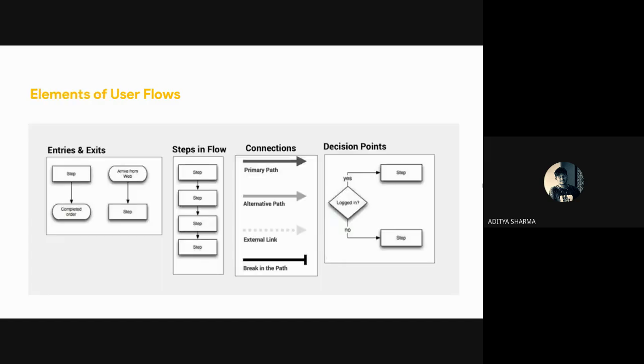Now, user flows are very basic things, like just creating the flow of the application. You might be already aware of these things. What are the different elements of user flows? This works literally like a flow chart, where there are conditions, there are steps, and you just need to make the figure according to that, right?